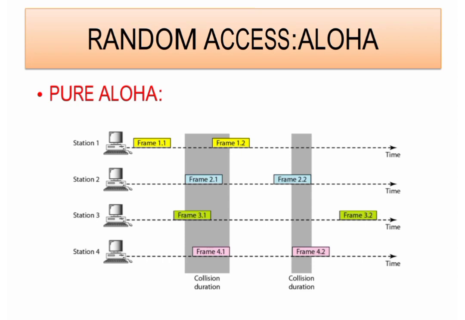This diagram shows that only two frames survive, that is frame 1.1 and frame 3.2, and the remaining frames coexist with other frames. So frame 1.1 from station 1 and frame 3.2 from station 3 survive, and the others get destroyed. We need to mention that even if one bit of a frame coexists on the channel with one bit from another frame, there is a collision and both will get destroyed.